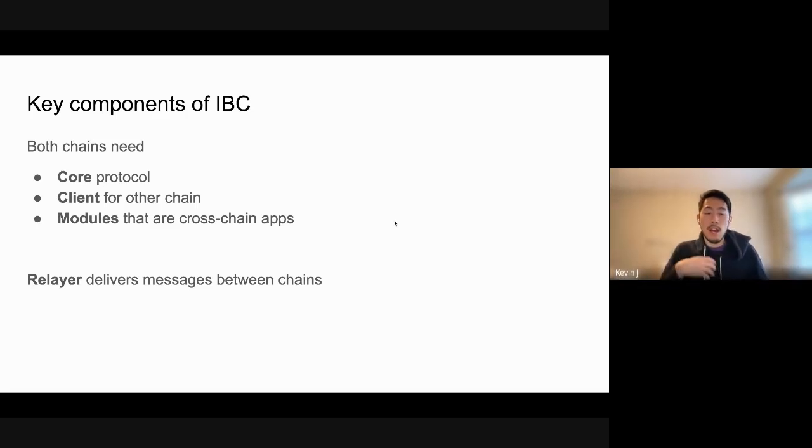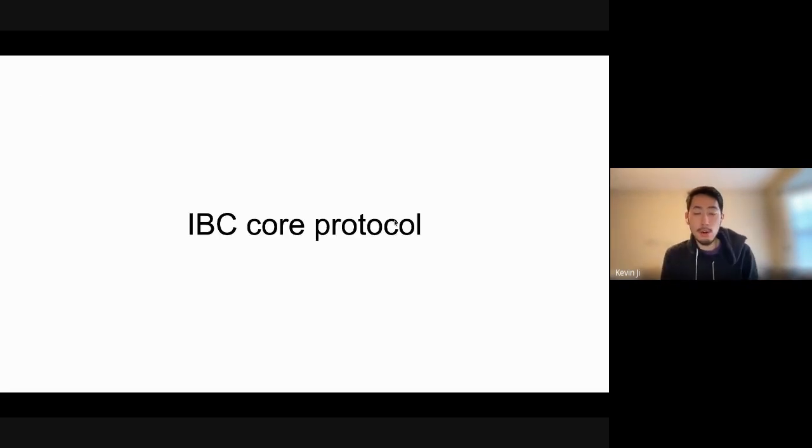And finally, there's a relayer that needs to sit in between these two chains. This is an off-chain program that listens to messages on both chains and then ferries messages across to the opposite chain whenever it sees a message on a sending chain. So I'm going to walk through the IBC core protocol to give you a sense of what this looks like.